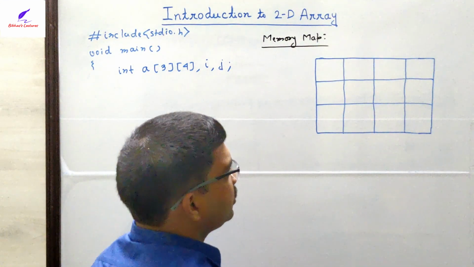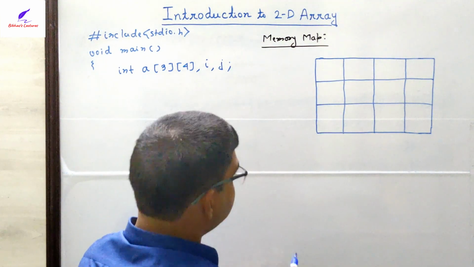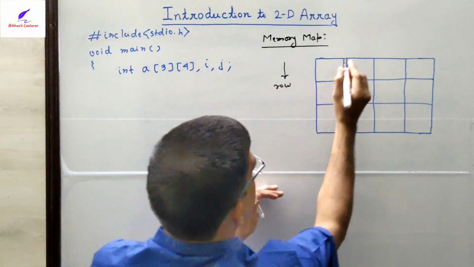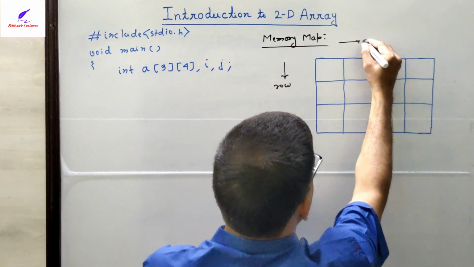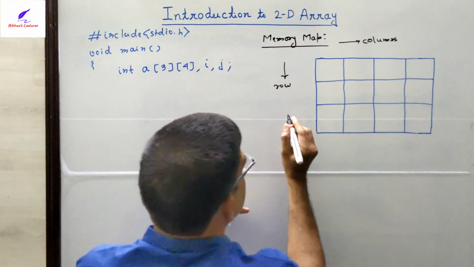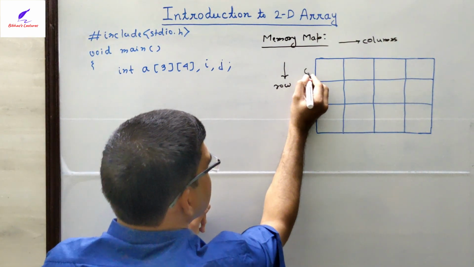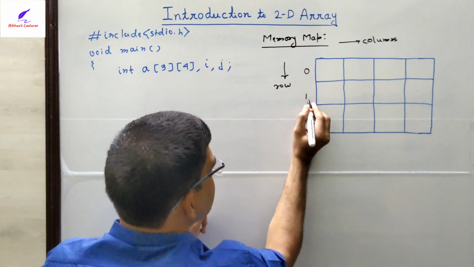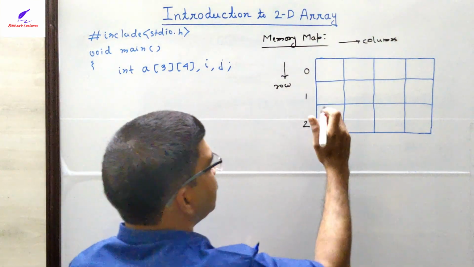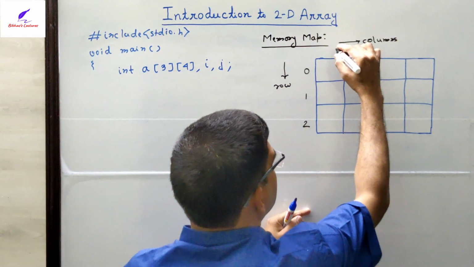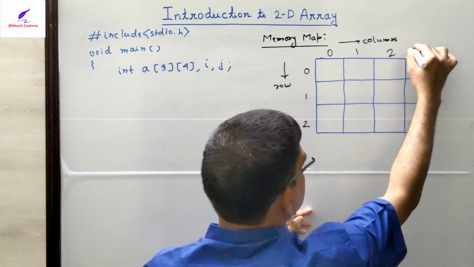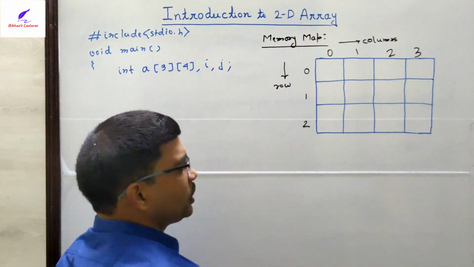I have drawn 3 rows and 4 columns. So this is the row and these are the columns. Row and column index will always start from 0. So 3 rows means 0, 1 and 2. These are the indices for the rows, and the column index also starts from 0, so 0, 1, 2, 3. These are the indices for the columns.